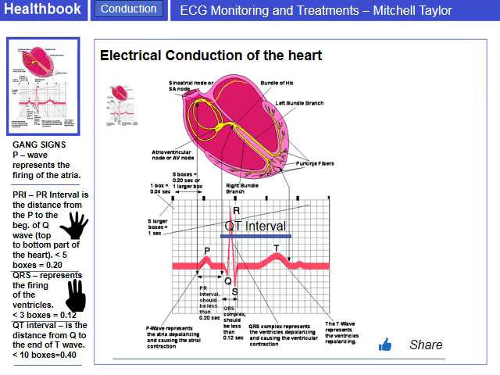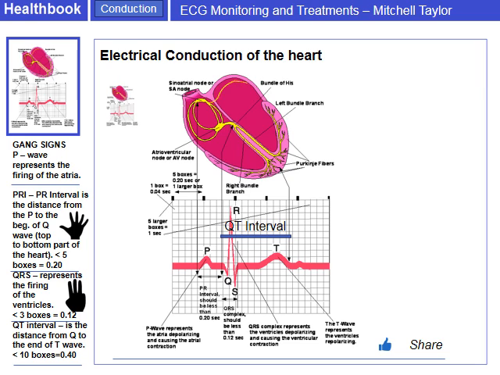And then the other thing that we measure is the QT interval. A lot of medications that patients will have, especially in mental health, will prolong the QT interval. So we have to be careful of that. So we measure from the beginning of the Q wave to the end of the T wave, and it should be no more than 10 of the little tiny boxes, or 0.40.